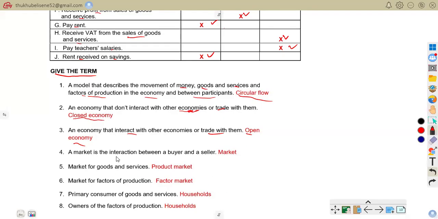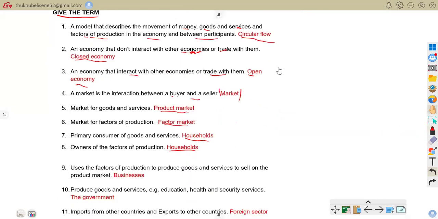A market is the interaction between a buyer and seller. So the term is market. A market for goods and services is a product market. A market for factors of production is a factor market. Primary consumers of goods and services are households. Owners of factors of production are also the households.